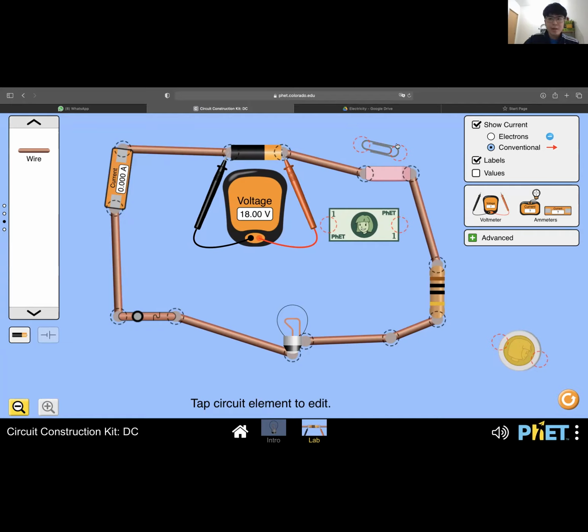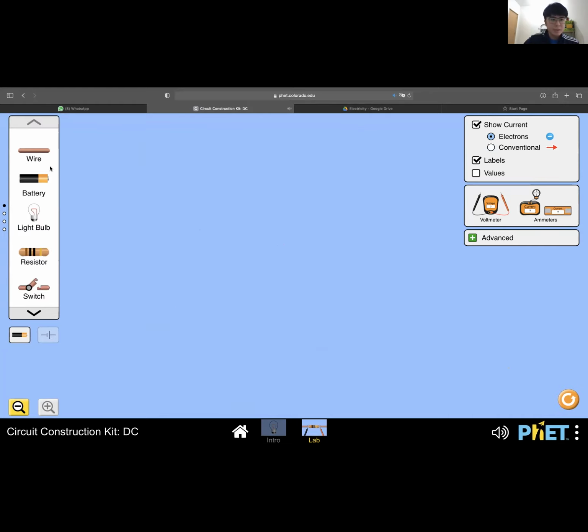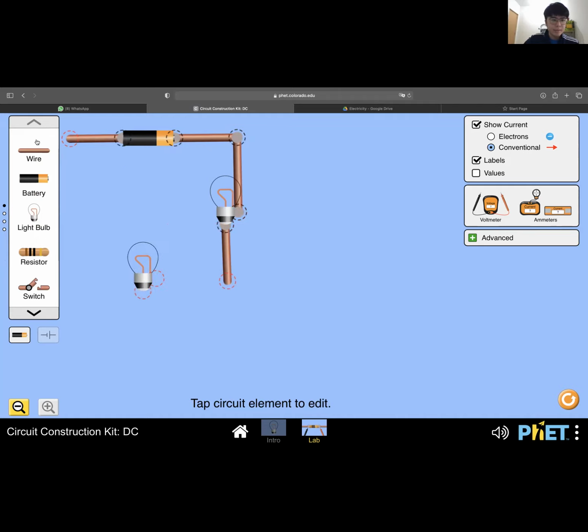I'm going to construct a series circuit. Actually, this is a series circuit. Now, let me construct a new one. Very simple. I close this. I switch it to current flowing. Okay, I'm going to put 3 light bulbs in series with one another, like this.